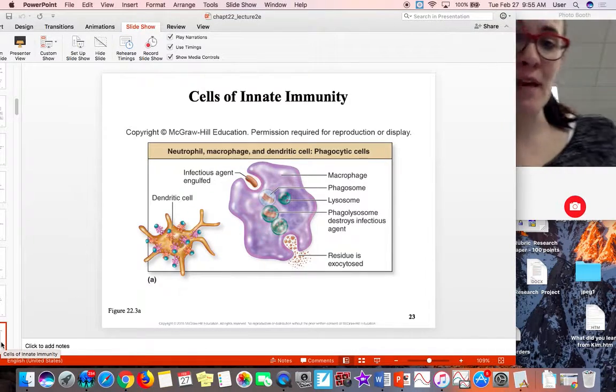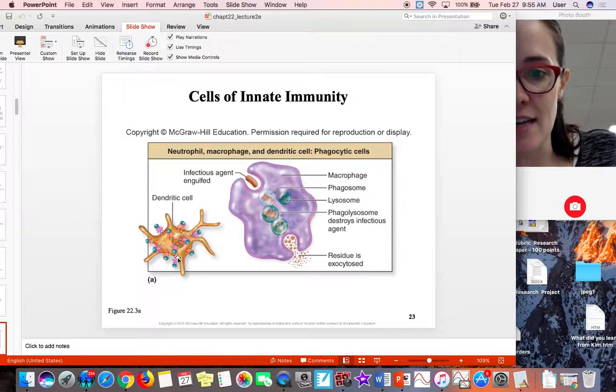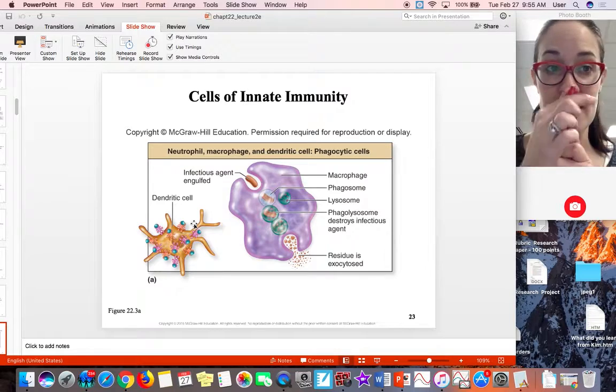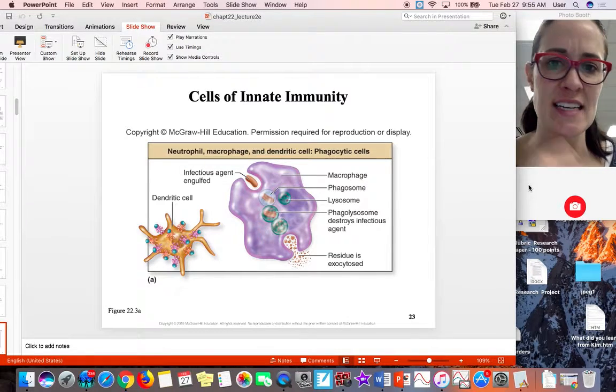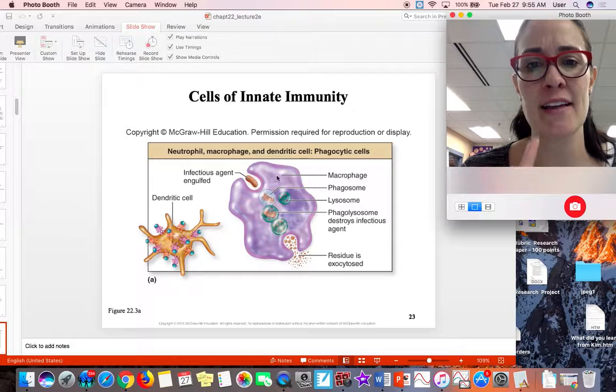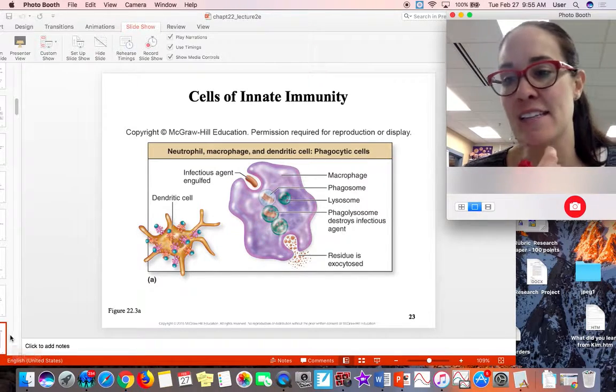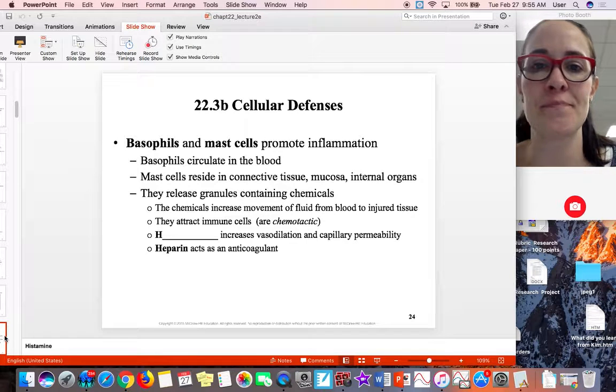And this is a great picture that shows a dendritic cell. The little green part is the antigen, like the cap of this expo marker that it's presenting. And here is a phagocytic cell, how it engulfs something, destroys it, and exits it. Doing its job.